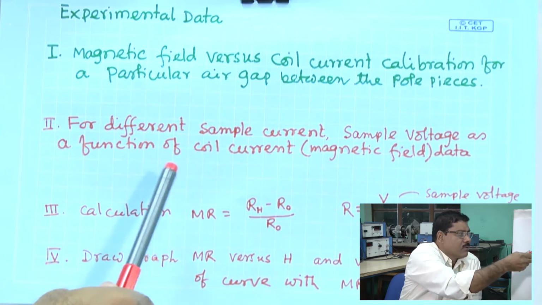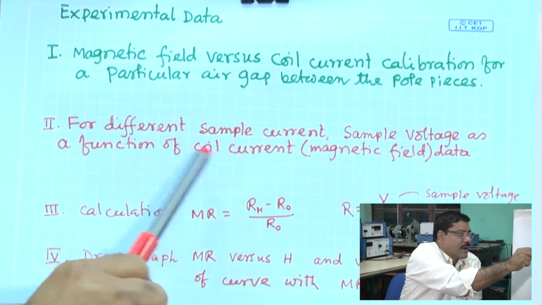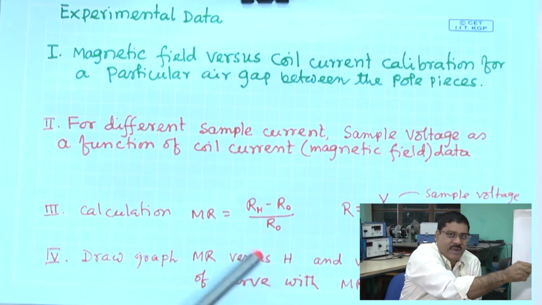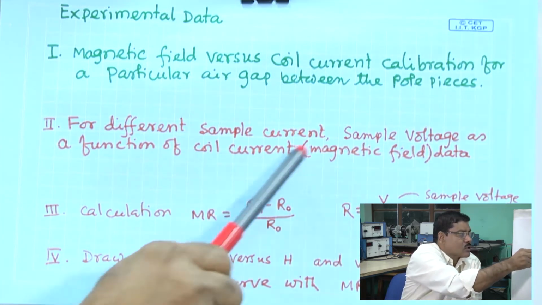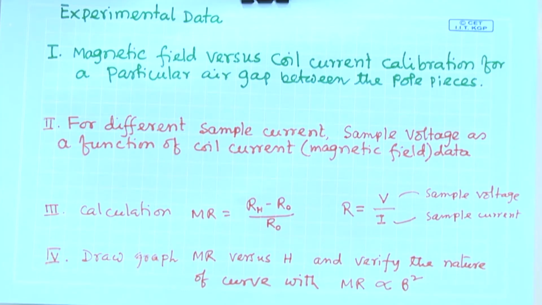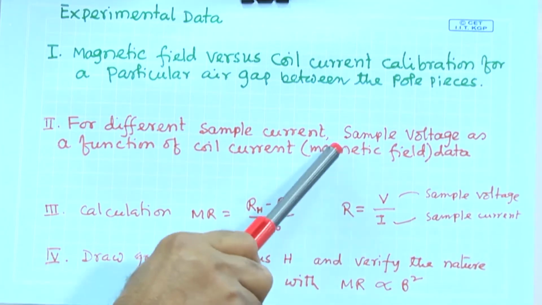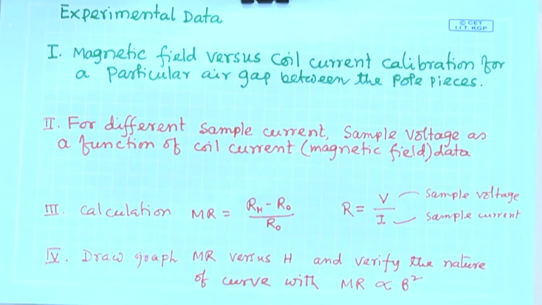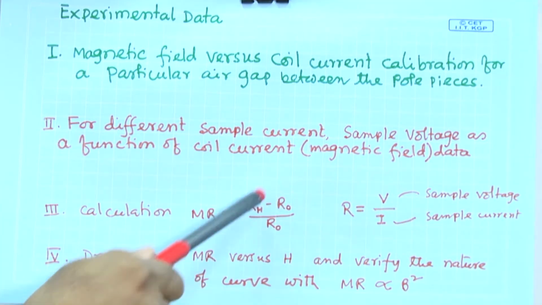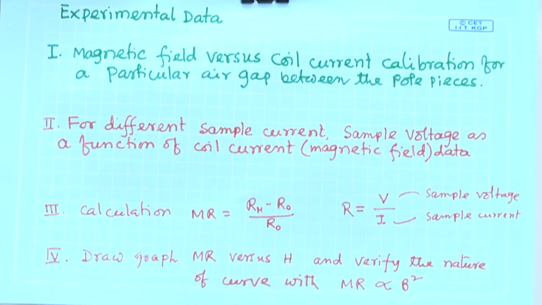Okay. Now, for that current, you will get different voltages for different magnetic fields, and the corresponding resistance you can calculate as V by I. V by I you can calculate the resistance. Okay. So, for 0 magnetic field, that is R0, fine. So, now you will get RH for different magnetic fields. Now, you can calculate the MR, magnetoresistance, for different magnetic fields.